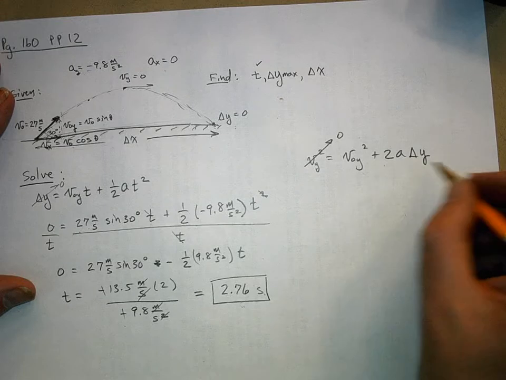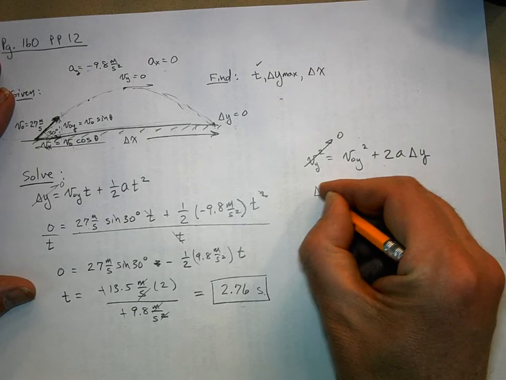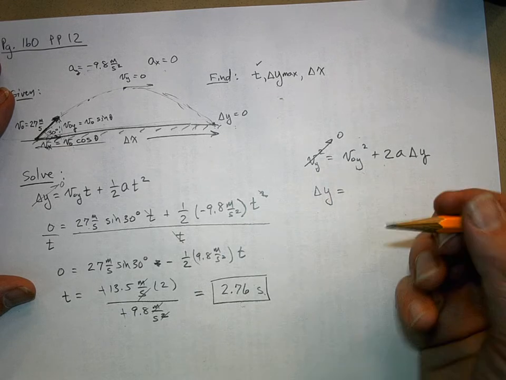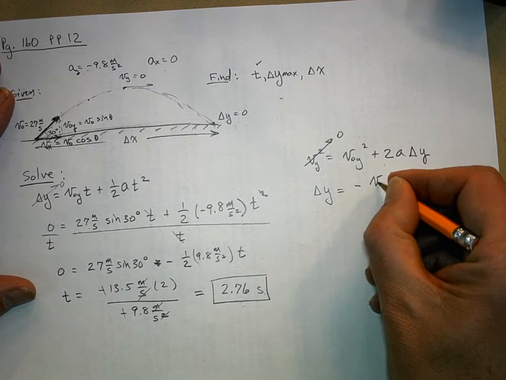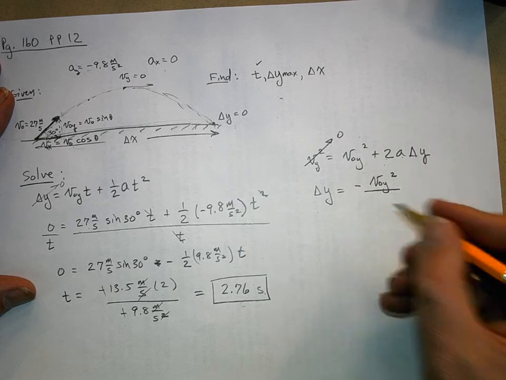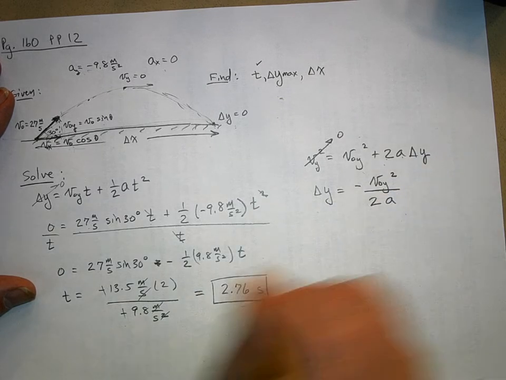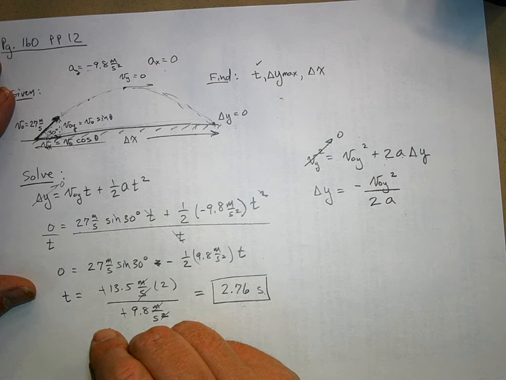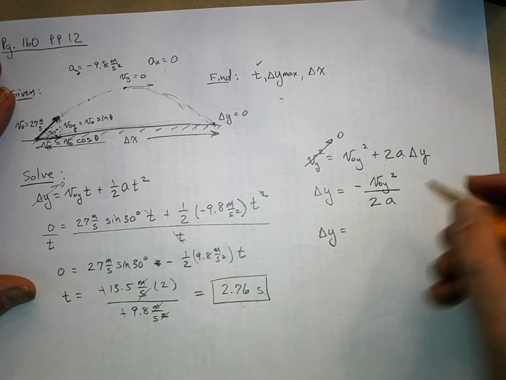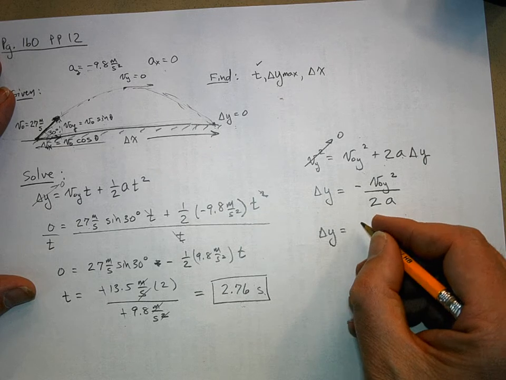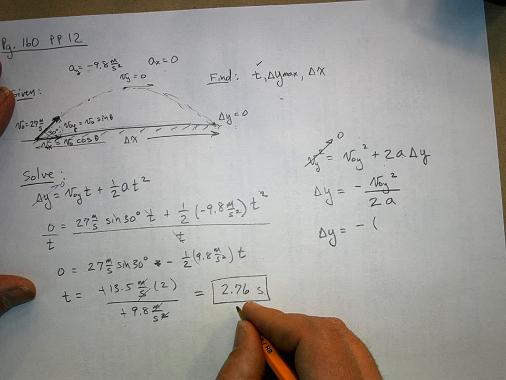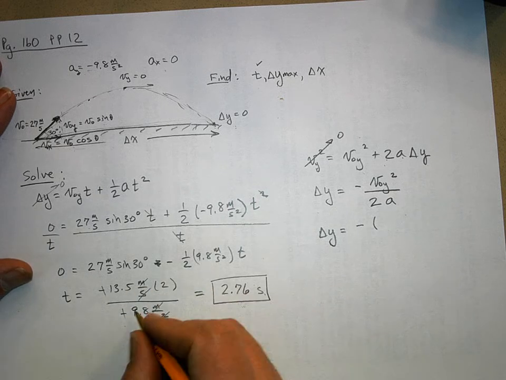Now let's solve it for delta y. Well, you've got to bring this to the other side, and then you have to divide by 2 times the acceleration. And now I'm ready to plug in my numbers. It was, what, 13.5?